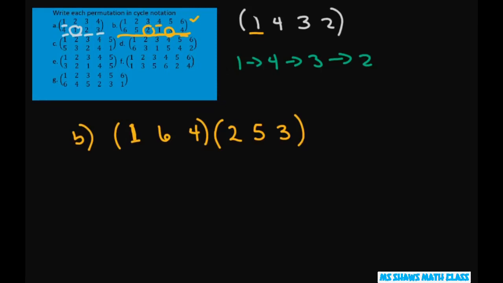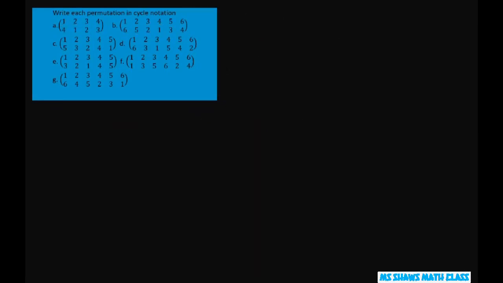All right, next one is C. 1 maps to 5, 5 maps to 1, so close it up. Then the next number is 2. 2 maps to 3, and 3 maps to 2. Close it up. Now we already used the 3, so the next one we have is 4. 4 maps to 4, so just close that up. And we have all the numbers. Now you're going to leave out the 4.